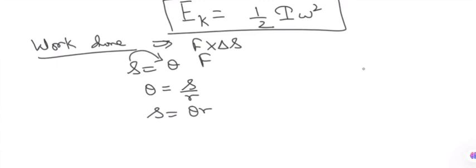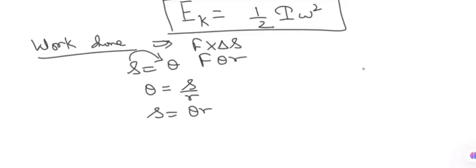Okay. So the work done will be defined as F multiply delta S. And here my S is nothing but theta, linear to angular. Making sense? And the connection between the two is theta equals S over R, or my S equals theta times R. So this equation can be written as F theta R.